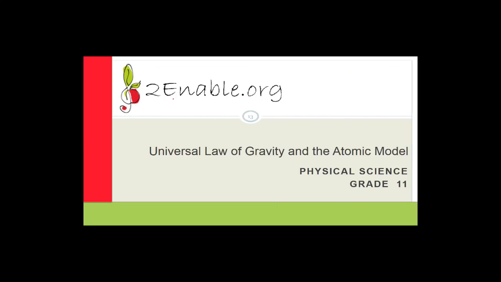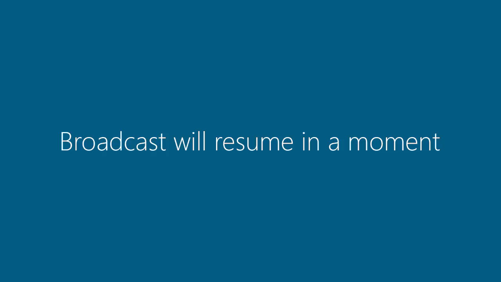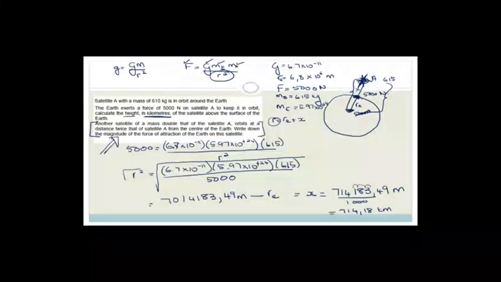Right, let's now carry on with the universal law of gravitation. And if you were with me on Tuesday, we were doing this question. We basically had finished this question, and then I just said you needed to do the last bit. We'd finished the first bit, which said the Earth exerts a force of 5,000 newtons on the satellite to keep it in orbit. Calculate the height in kilometers of the satellite above the surface of the Earth. We'd worked this all out and we said it was 714.18 kilometers, right? So therefore, this x was 714.18 kilometers. And then I said, as a challenge, if you've got time and the inclination, you should go and try this question here and see how you do.